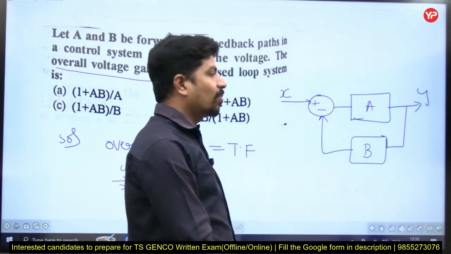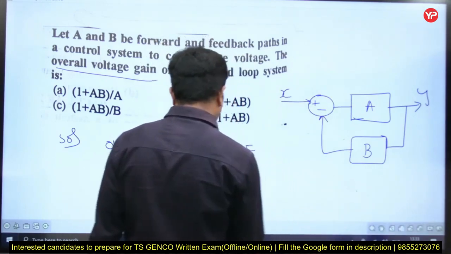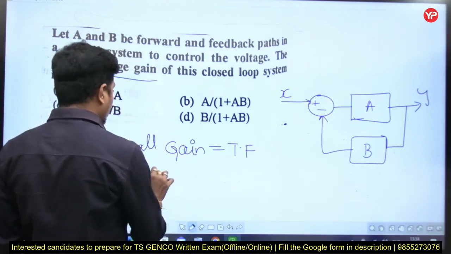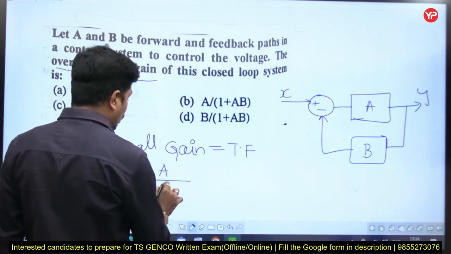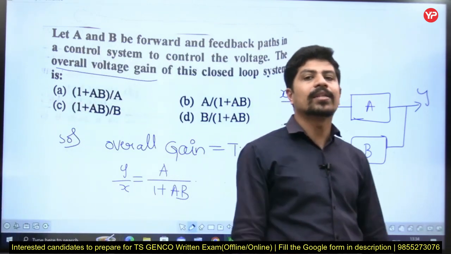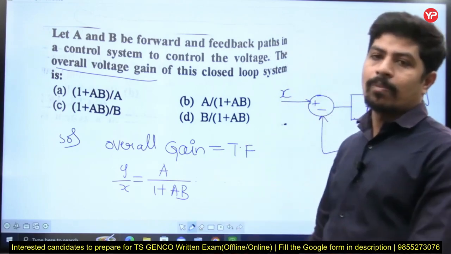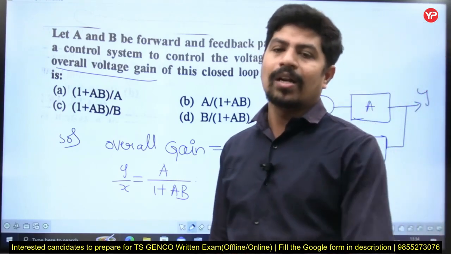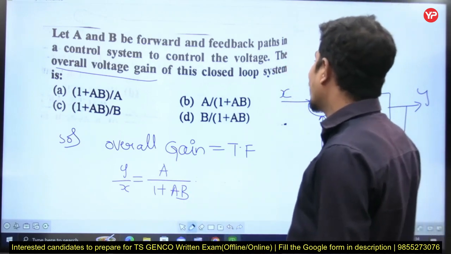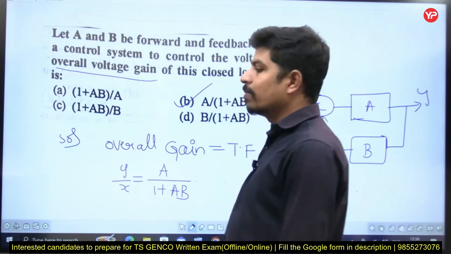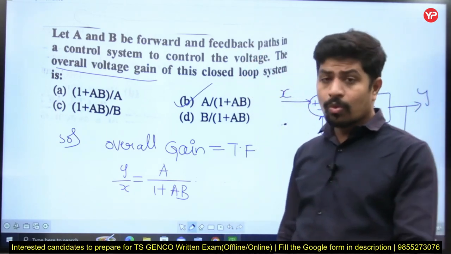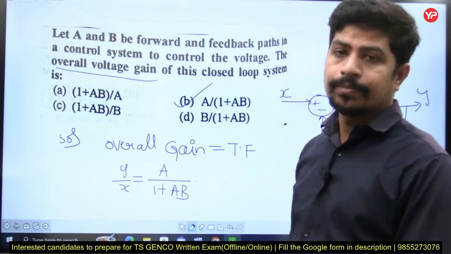Now you can apply Mason's gain formula. Y by X is equal to, how much is it? Forward path gain is A by 1 plus AB. You know how to apply Mason's gain formula very easily. Forward path gain into delta 1 by delta, where delta is 1 minus the sum of all individual loop gains. Only one loop is there. So A by 1 plus AB or BA, option B is the perfect answer. Though the question is simple, somewhat it is confusing.